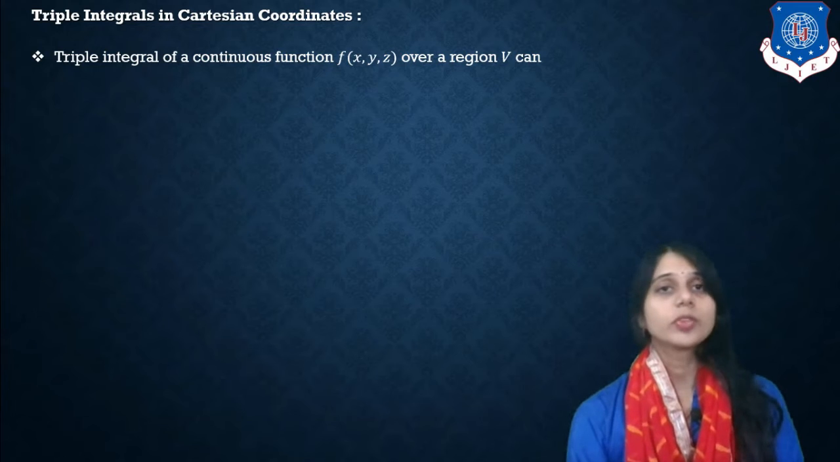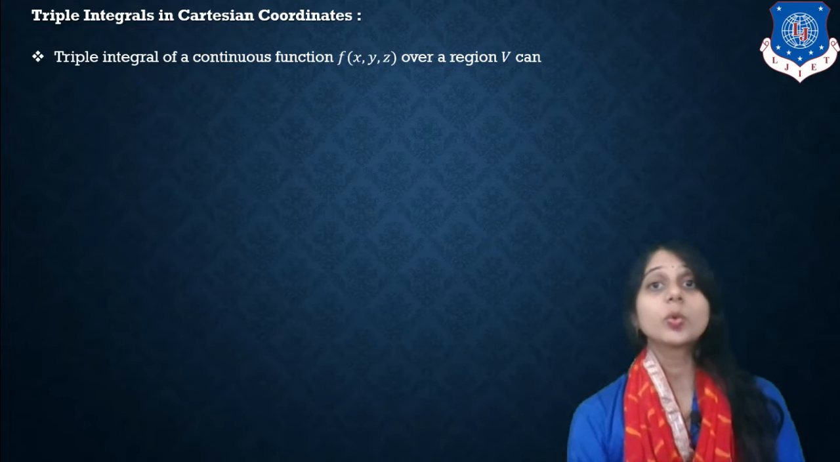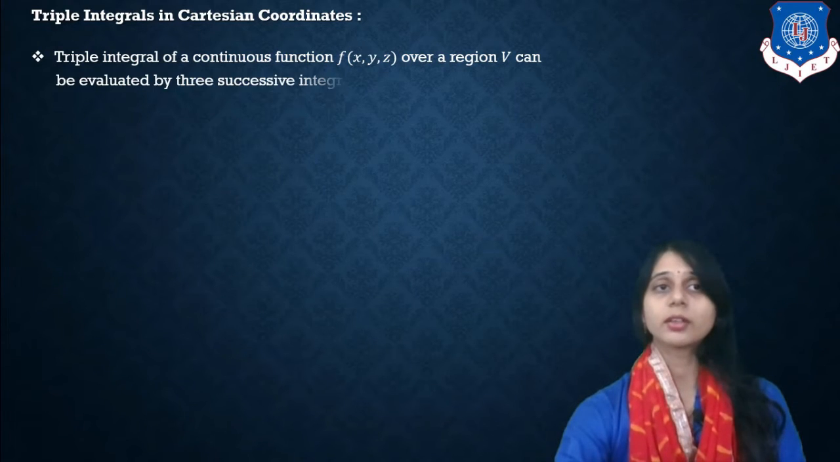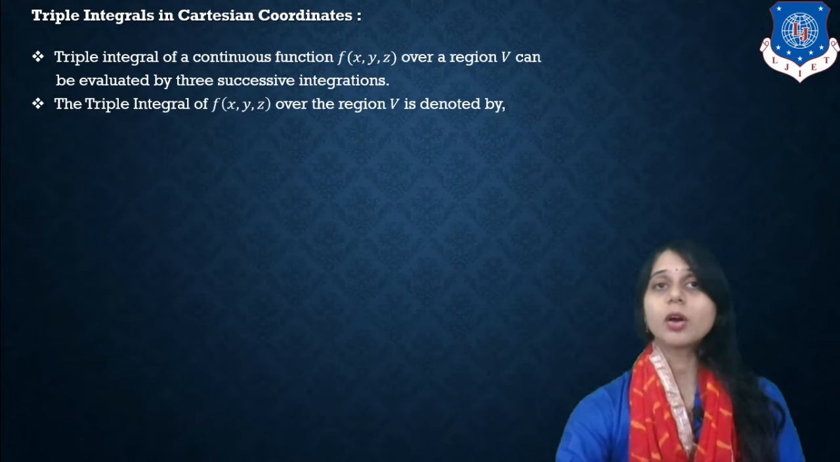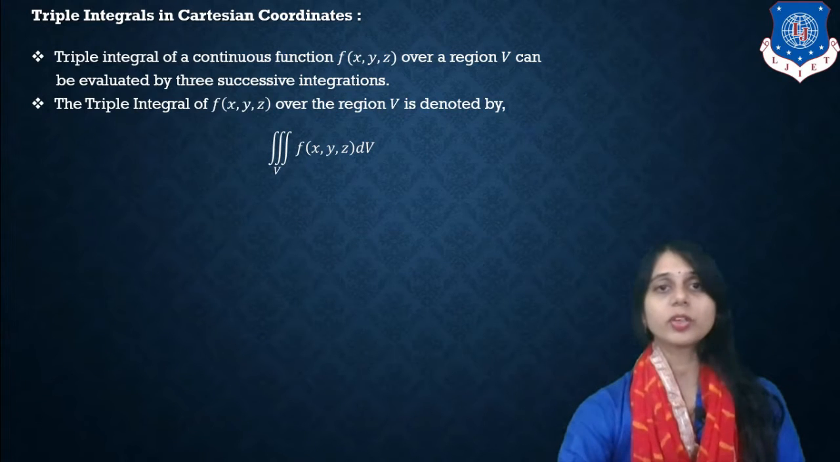Now, what is a triple integral in Cartesian coordinates? A triple integral of the continuous function f of xyz over a region V can be evaluated by three successive integrations. The triple integral of f of xyz over the region V is denoted by triple integration f of xyz dV, where the function is of x, y and z.